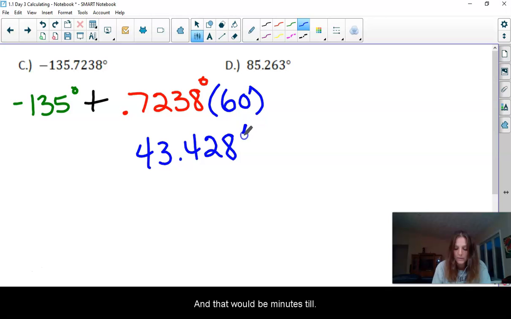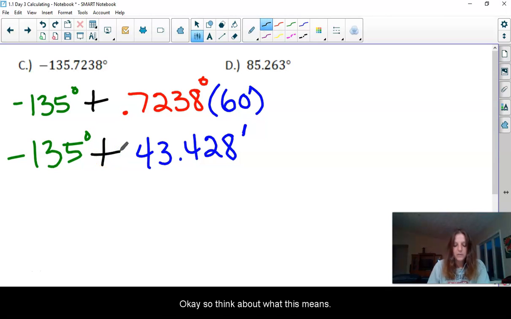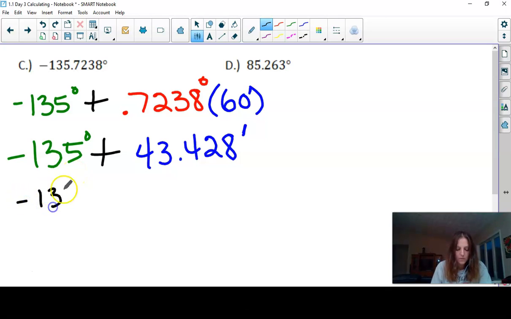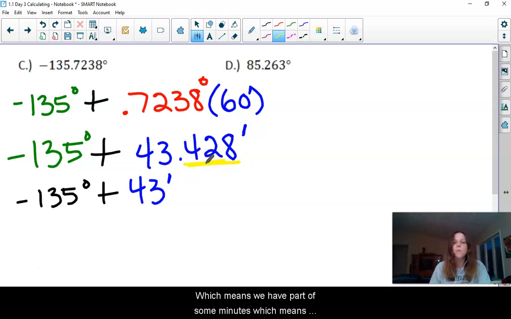And that would be minutes still. You still have the negative 135 degrees. Okay, so think about what this means. It means we have 135 full degrees, negative. We have 43 full minutes. And we have part, which means we have part of some minutes, which means we have seconds.